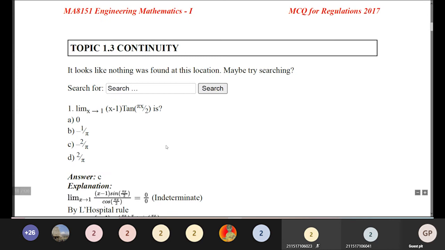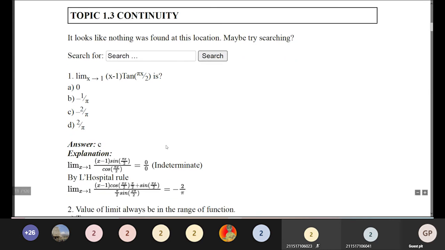Now continuity. Here, limit x tends to 1, x minus 1 into tan pi x by 2, the result they are asking. Now limit x tends to 1, the numerator can be written as tan pi x by 2 can be written as sine of pi x by 2 divided by cos of pi x by 2. When x tends to 1, it will be sine pi by 2 by cos pi by 2.